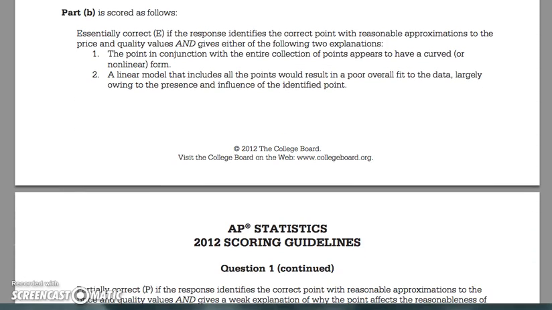Part B is scored as follows. Essentially correct, E, if the response identifies the correct point with reasonable approximations to the price and quality values and gives either of the following two explanations. 1. The point in conjunction with the entire collection of points appears to have a curved or nonlinear form. 2. A linear model that includes all the points would result in a poor overall fit to the data, largely owing to the presence and influence of the identified point.